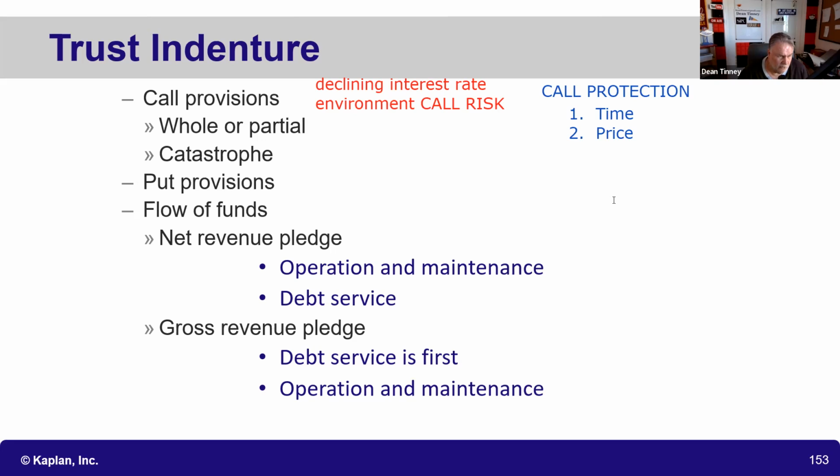And I say, now, if they do call them away from you, usually they're going to give you a little bit of a prepayment penalty, so to speak, because if they call them in 5 and it was a 10-year bond, you're not going to get all those interest payments you thought you were going to get. And so it's callable at 102. So the longer the time and the higher the call price, the greater protection. So the longer the time and the higher the price, the better the call protection.